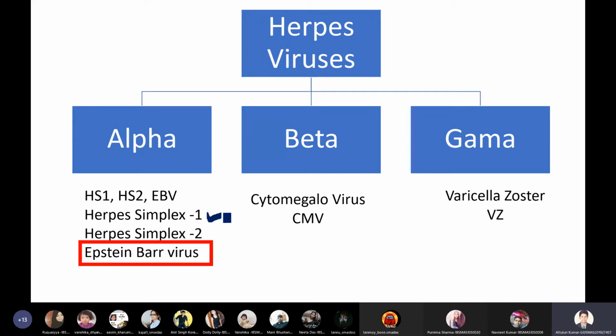Herpes simplex 1 and 2 cause latent infections, whereas Epstein-Barr virus causes Burkitt's lymphoma, nasopharyngeal carcinoma, and infectious mononucleosis, which is also called kissing syndrome. Then in the beta viruses, we have cytomegalovirus and varicella. In the gamma, we have varicella zoster. In the next lecture, I will discuss the beta virus cytomegalovirus, and varicella zoster will be discussed in the upcoming days. Meanwhile, today we are discussing Epstein-Barr virus.